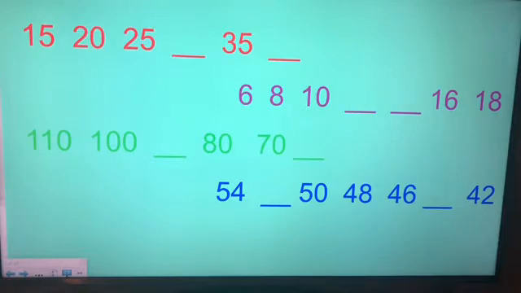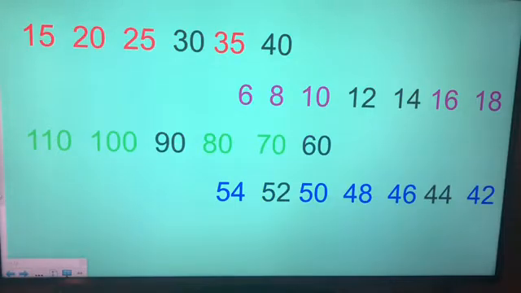How did you get on, guys? Let's have a look at the answers. I've popped them in black on the screen. So the first one, we were counting in 5s. Count with me. 15, 20, 25, 30, 35, 40. So our 2 missing numbers were 30 and 40.